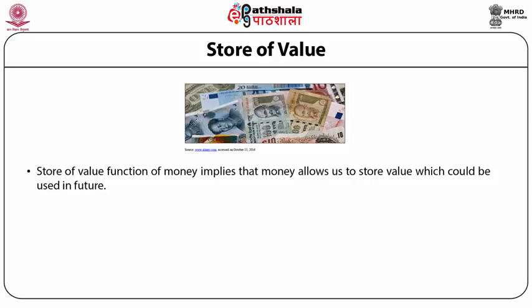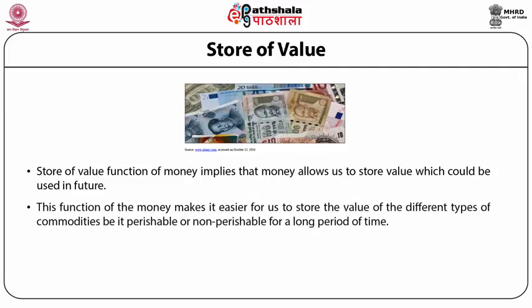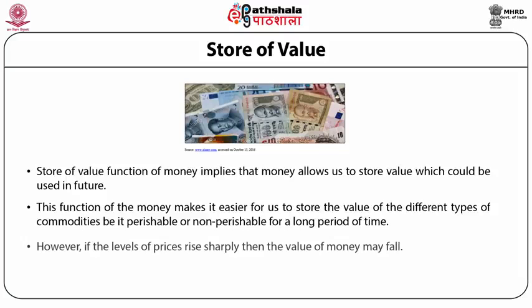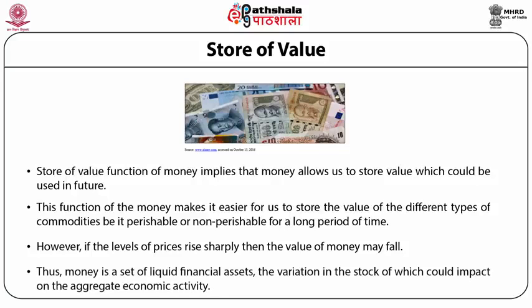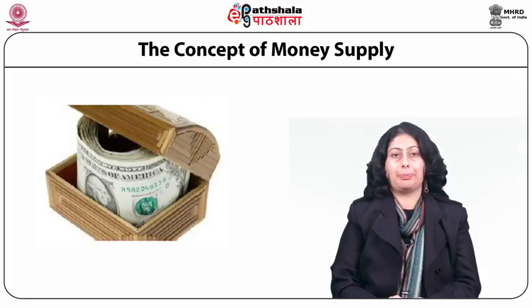Store of value. Store of value function of money implies that money allows us to store value which could be used in future. This function of the money makes it easier for us to store the value of the different types of commodities, be it perishable or non-perishable, for a long period of time. However, if the levels of prices rise sharply, then the value of money may fall. Thus, money is a set of liquid financial assets, the variation in the stock of which could impact on the aggregate economic activity.